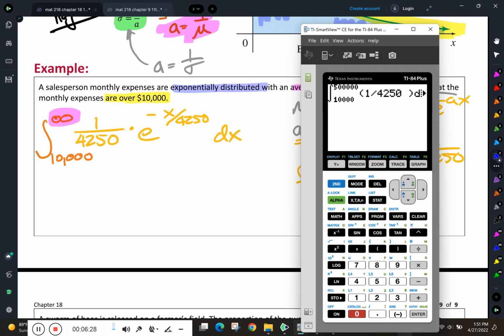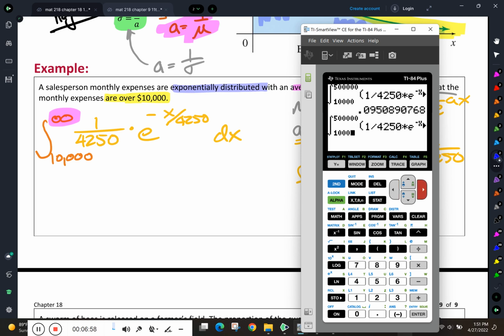4,250 times e to the negative x divided by 4,250 dx with respect to x. And it's going to chew on for a bit, and it's going to give me 9.5%. Now, if you're unhappy with that, if you're uncertain that that big number was big enough, what if I went back and did it again and put in a bigger number?